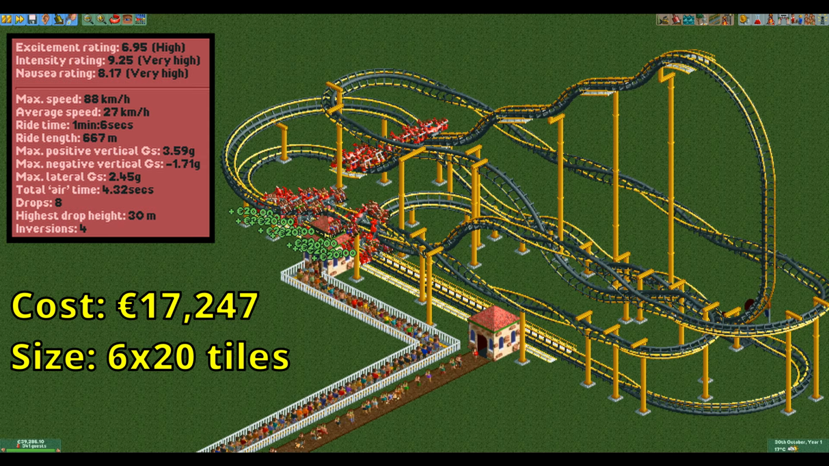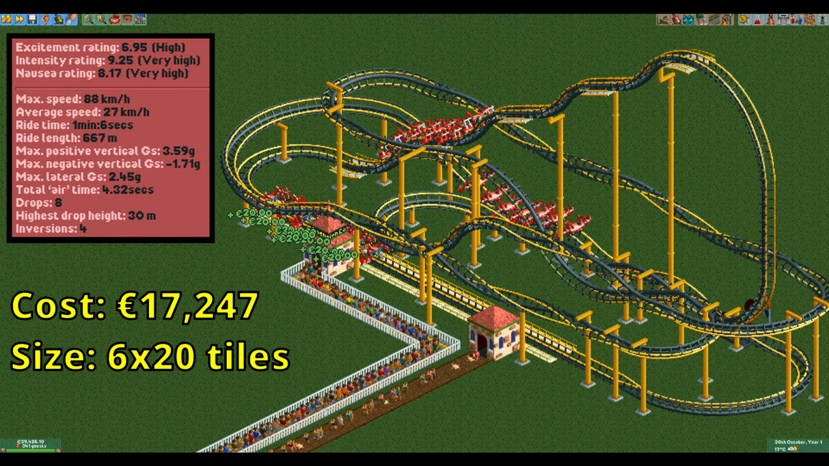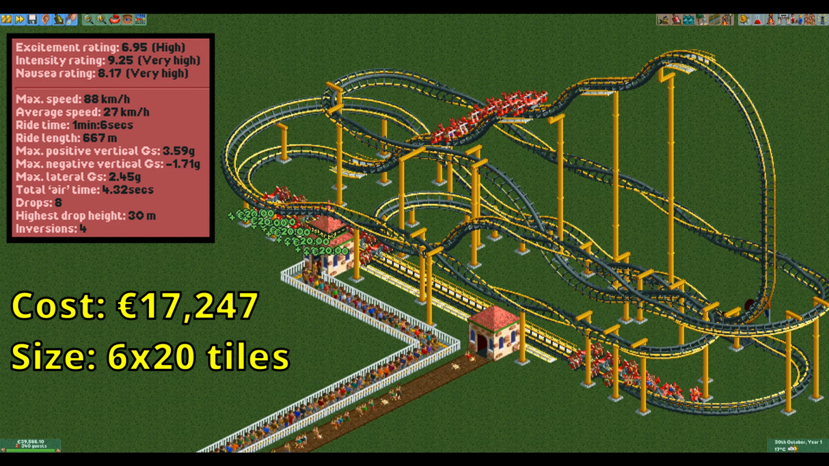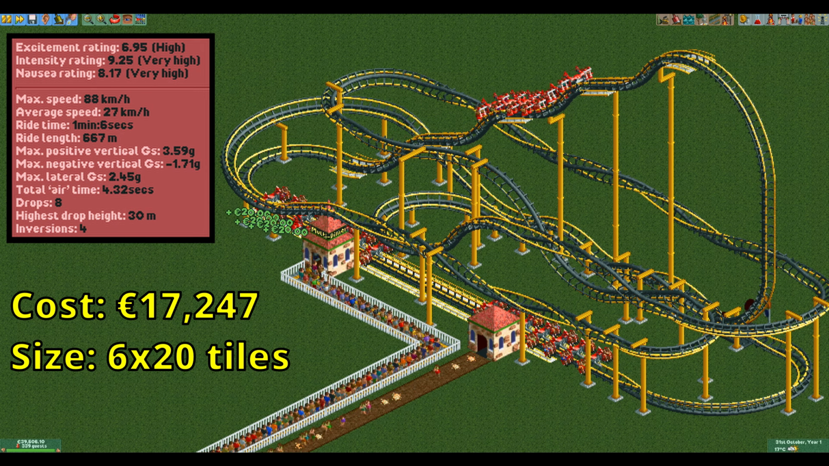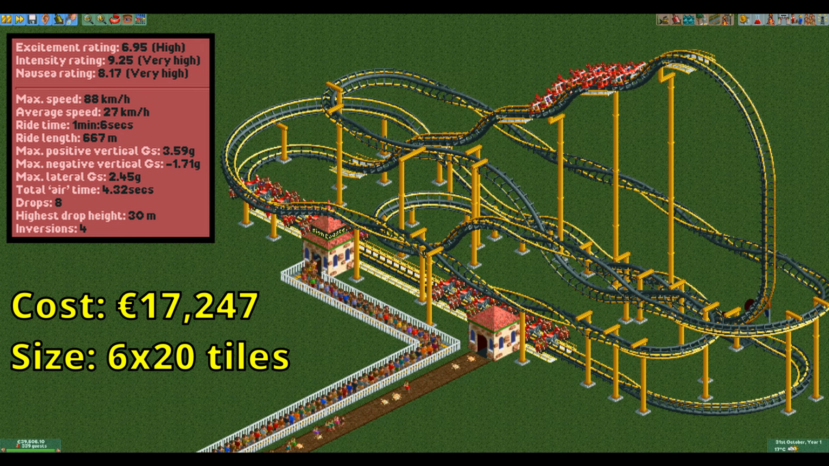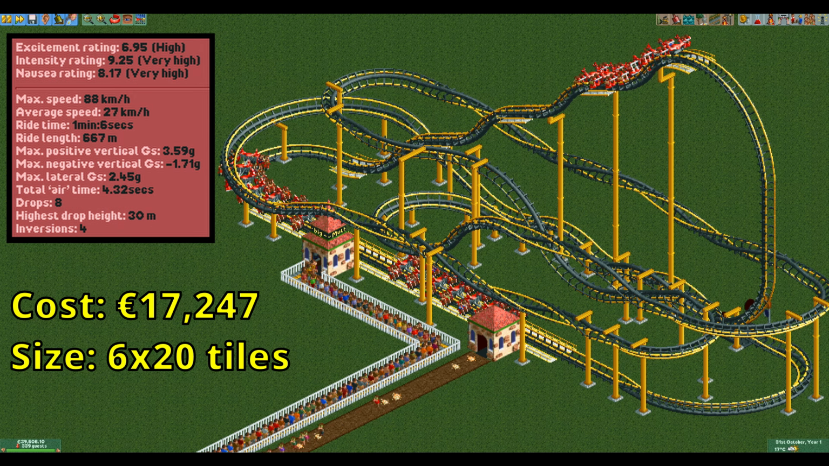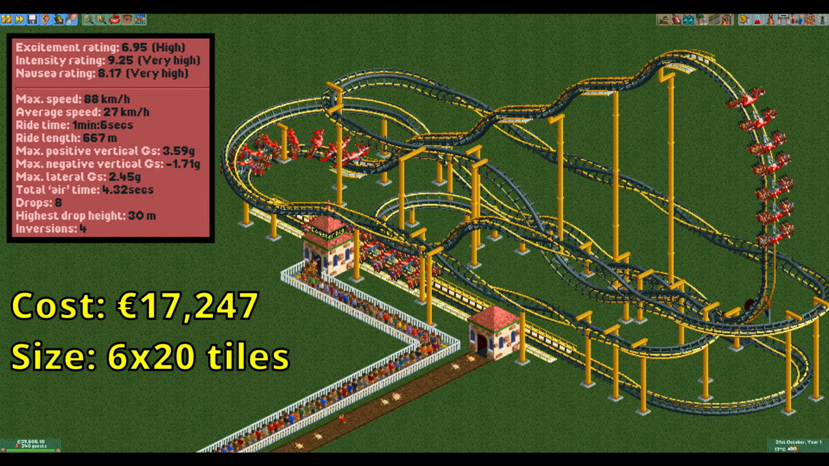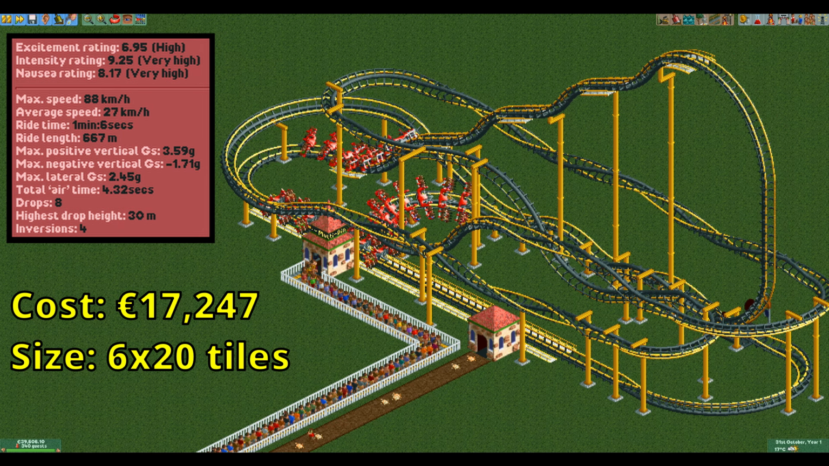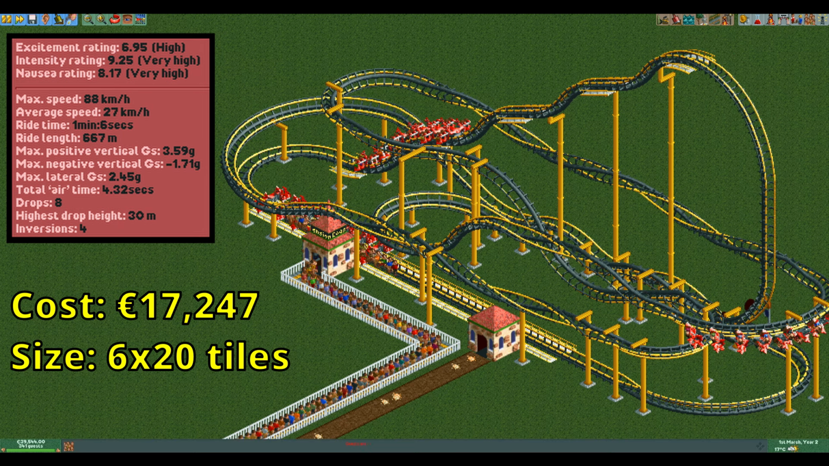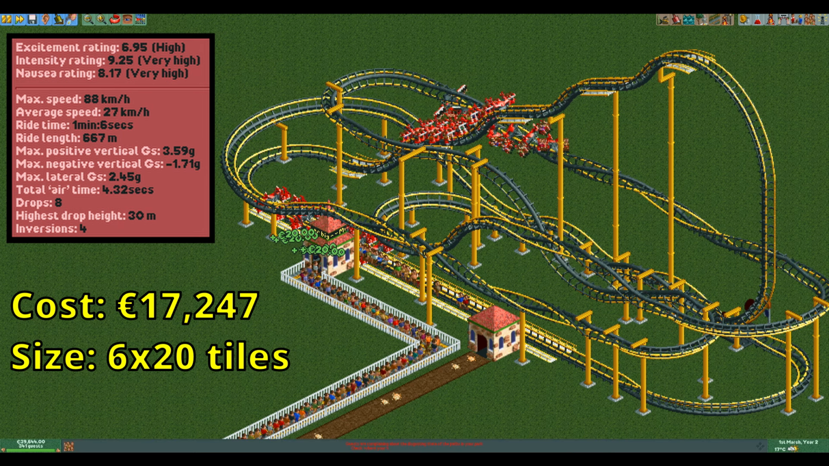Lastly, there is the big design. It's not too big as that would become ridiculously expensive, but it does easily have the highest stats of the 3 designs. It is also the most expensive at more than 17,000 euros, which can afford you 2 good looping or wooden coasters, so only build this if you have money to spare.